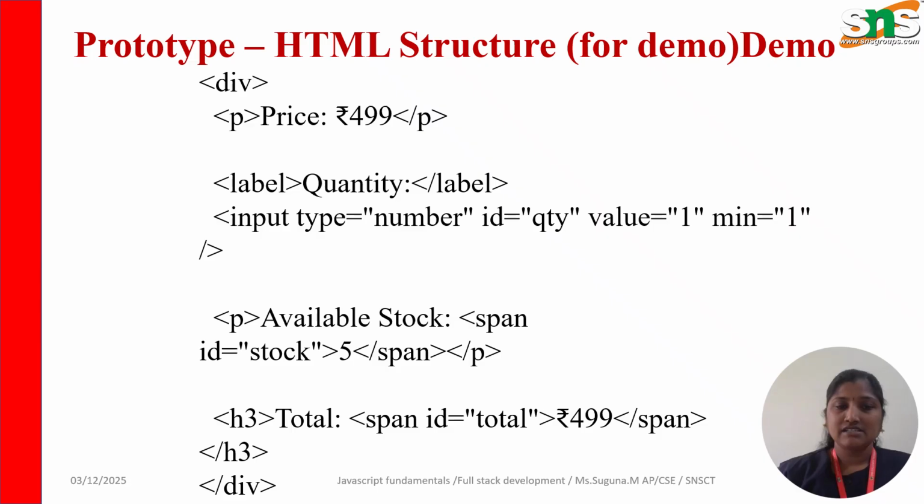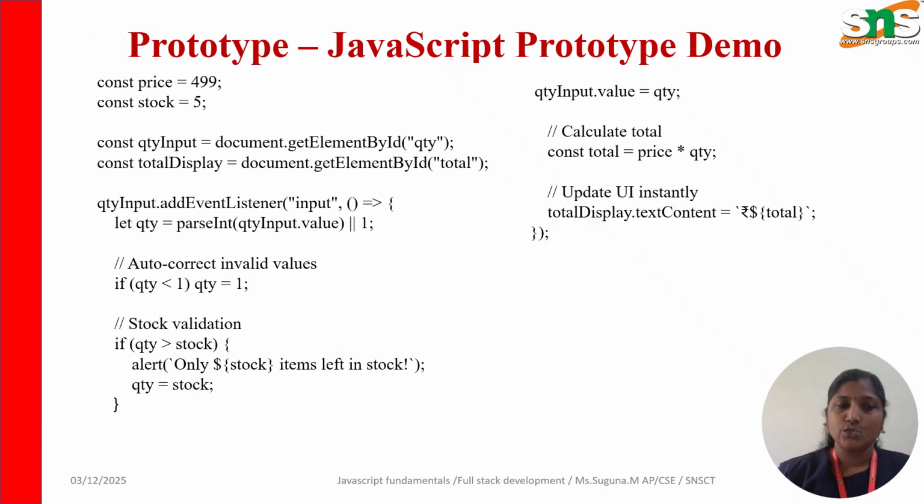Let's understand this JavaScript logic step by step. We store price and stock. We select input and total elements using the DOM. I will explain the DOM concept in later videos. We use addEventListener to detect the quantity change, and what JavaScript does here is it prevents invalid values, ensures the quantity does not exceed the stock, calculates the total instantly, and updates the UI in real time. This is a perfect example of JavaScript fundamentals in action.